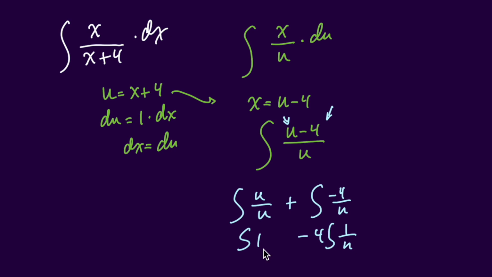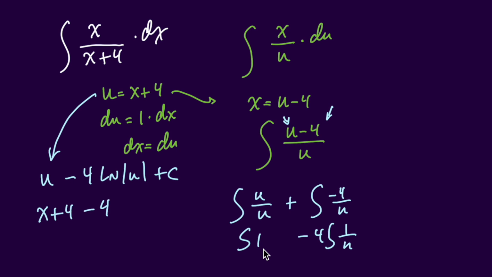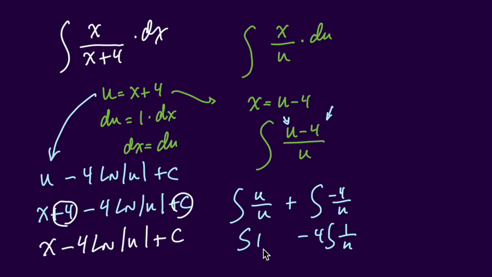So the integral of 1 is just going to be u, and the integral of minus 4 times 1 over u is going to be minus 4 ln absolute value of u plus c. And with u, we're going to replace that with x plus 4 minus 4 ln absolute value of u plus c. But folks, we can go ahead and combine the plus 4 and the plus c, and we can write it like so. Absolute value of u plus c2.